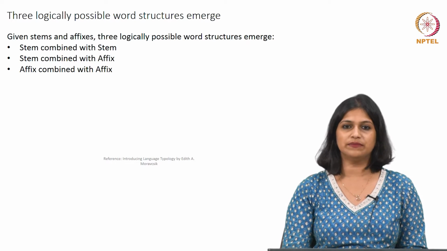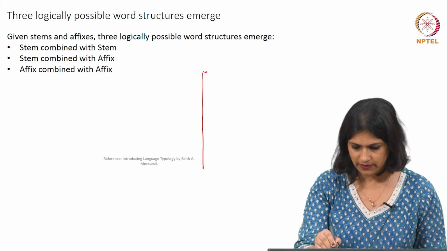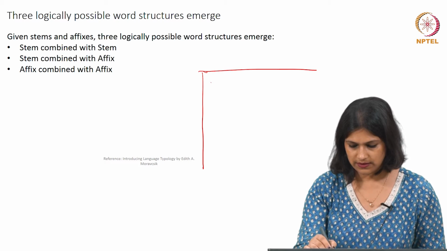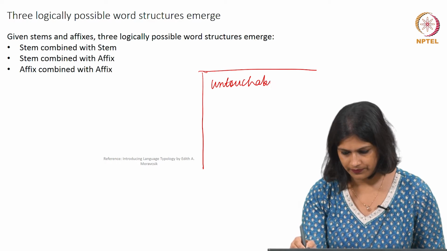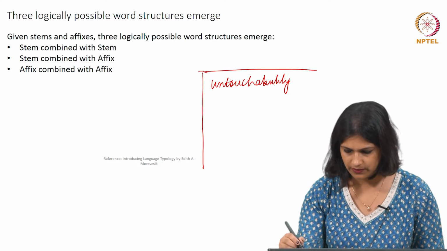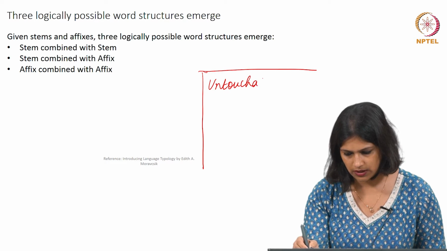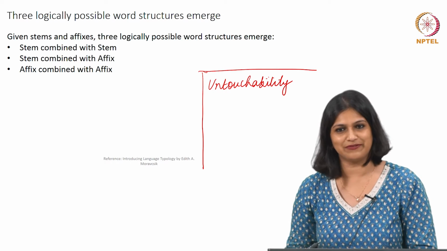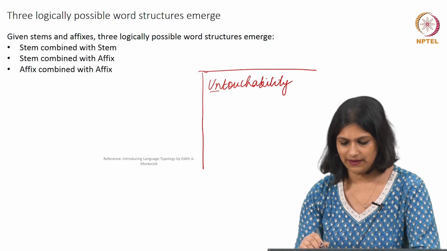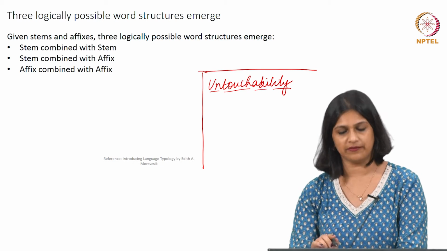Let us say untouchability. This is a little complex word, but let us try to figure out what the root is here and what the stem is. Sorry, I wrote the spelling wrong. Untouchability. Let us count the morphemes first, which is what we do most of the time in morphological typology. Here is one morpheme, touch, another morpheme, able, another morpheme, ity, and another morpheme, un. So, at least four morphemes that we see.